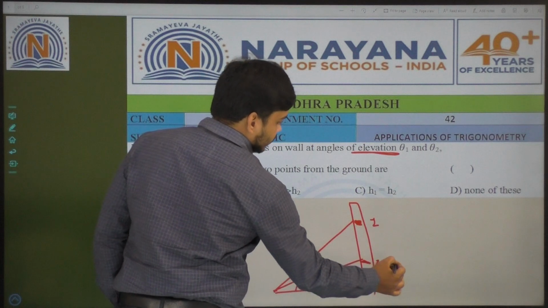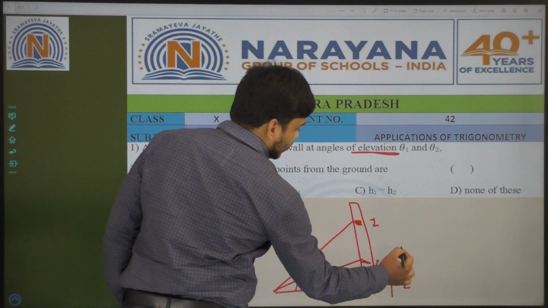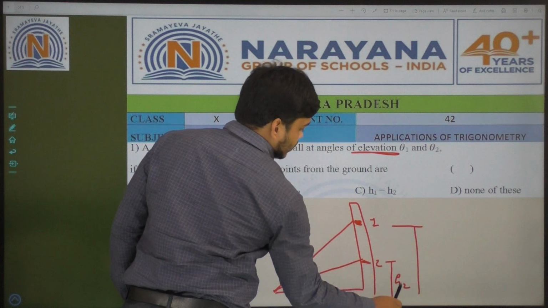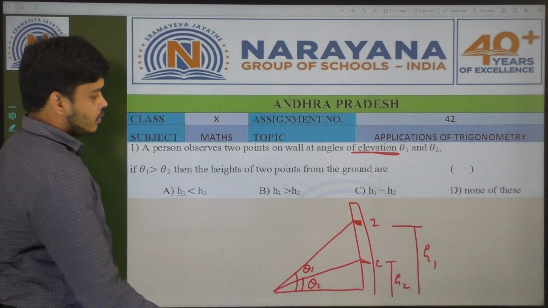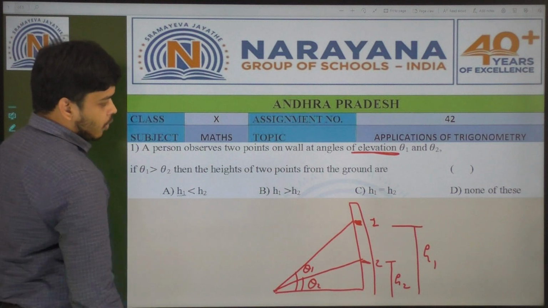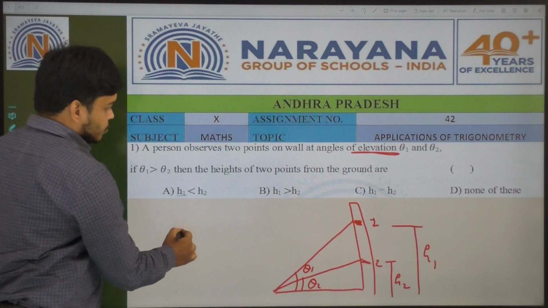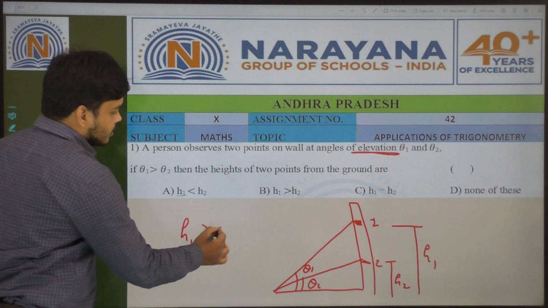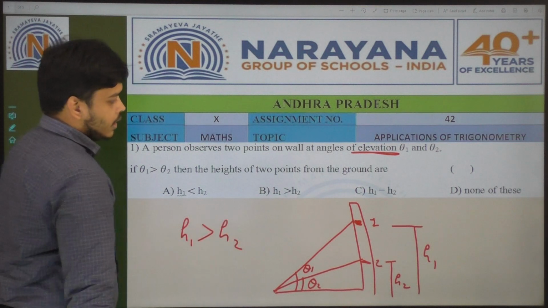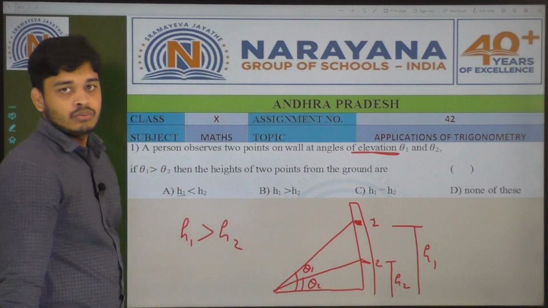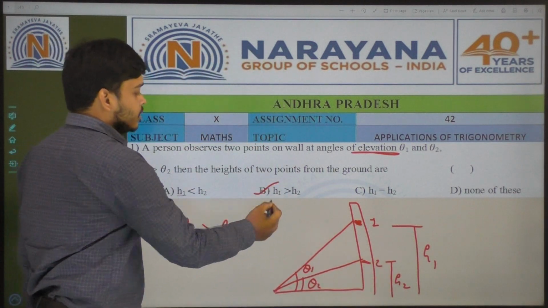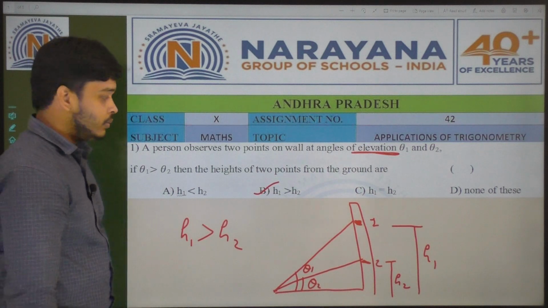Now the heights: this height is h2 and this height is h1. So if you observe, according to the options, height h1 is larger than h2, right? So option B. Now coming to the next problem.